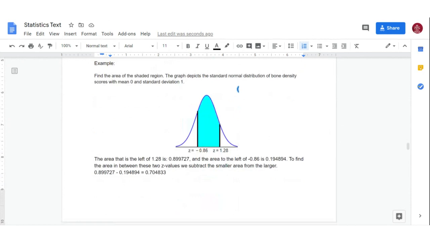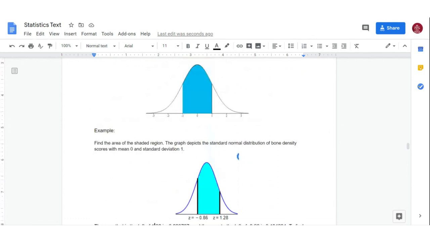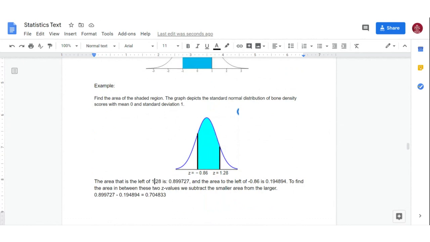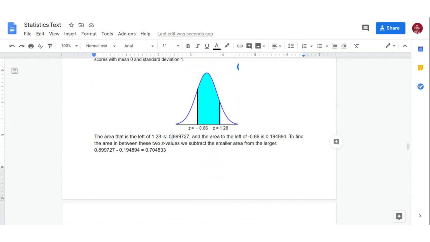We want to find the area in between 1.28 and negative 0.86. Now I went ahead and already found the values. The area that pertains to everything to the right, not just the blue area, but everything all the way over to negative infinity, is 0.899727. And then this little white area, to the left of negative 0.86, is 0.1984.